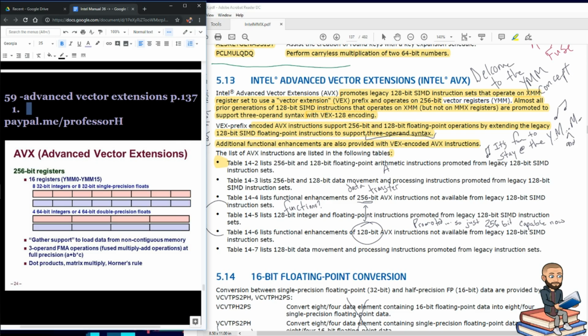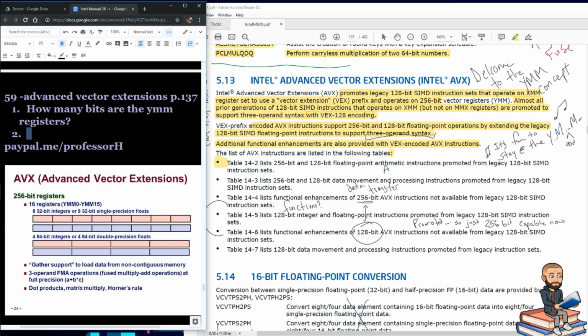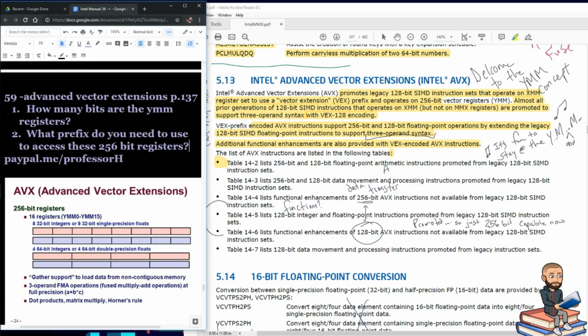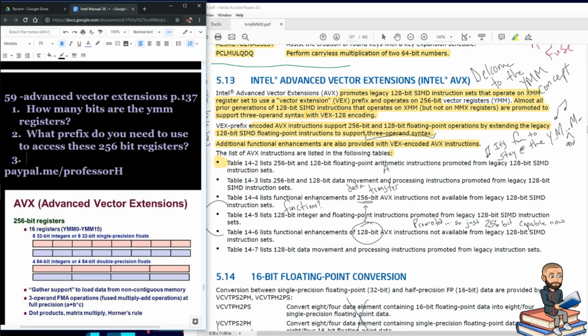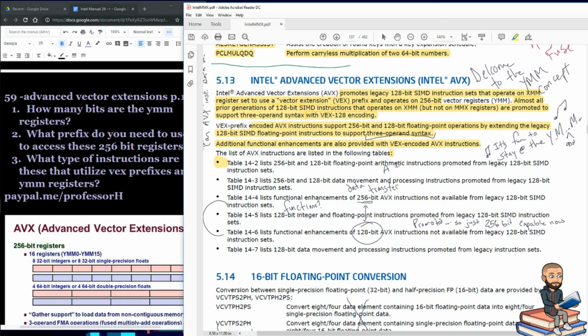Alright, let's get a question before we get too far. How many bits are the YMM registers, except spelled correctly? Next question is, what prefix do you need to use to access these 256-bit registers? Oh, you see what I did there? Put the answer of one question into the question of the other? And actually, let me do it again. So what type of instructions are these that utilize VEX prefixes in YMM registers? The type of instructions are AVX instructions.